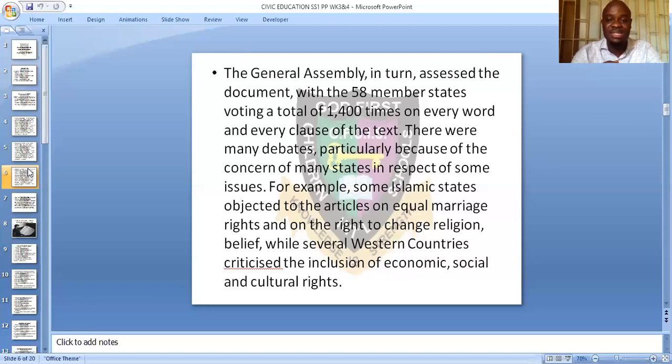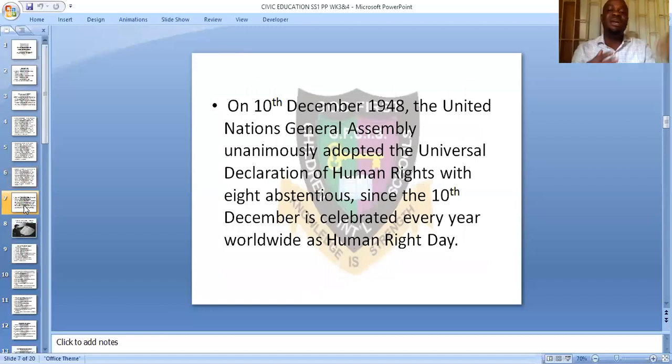Aside from these Islamic states, several Western countries also criticized the inclusion of economic, social, and cultural rights. That is economic rights, social rights, and cultural rights. That is the Western countries. When we talk about Western countries, we are talking about countries in the Western part of the world, like Africa, for example. After all the debates, every state was actually trying to bring their own cultural affinity into the affair of the declaration.